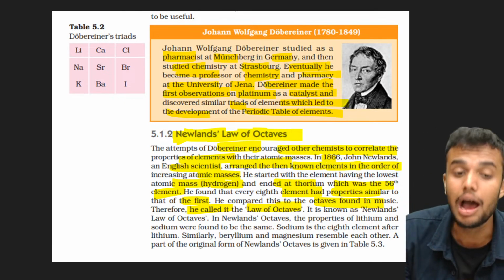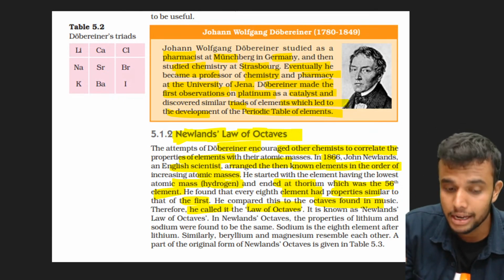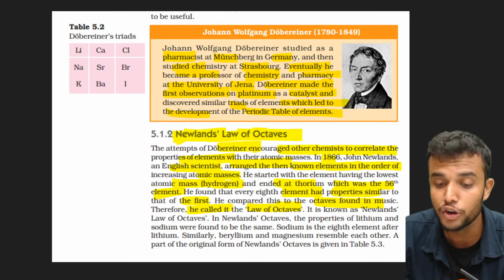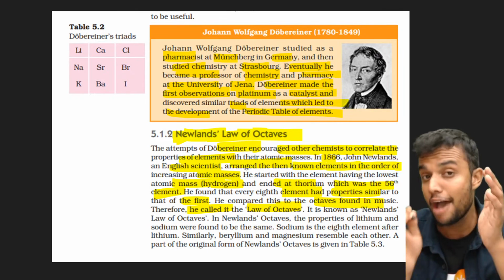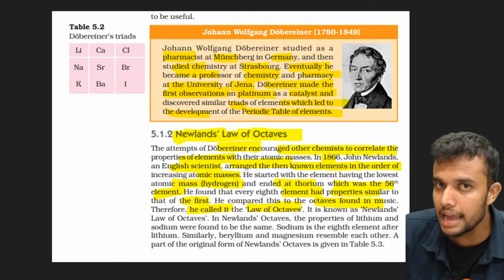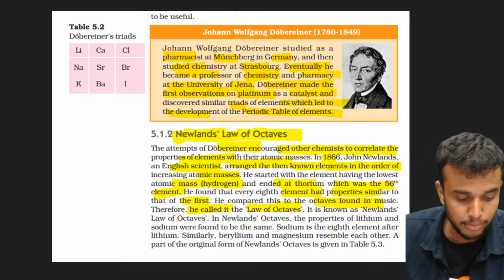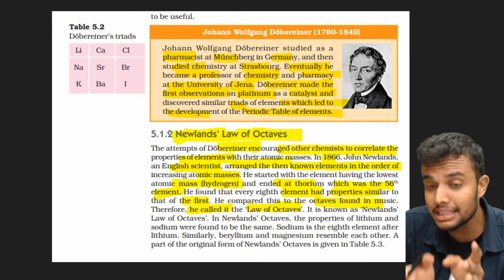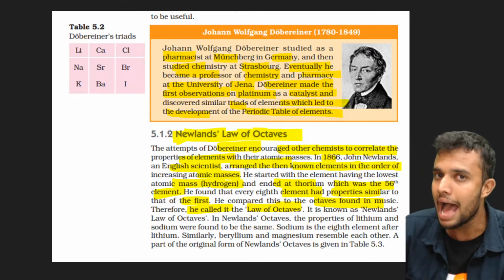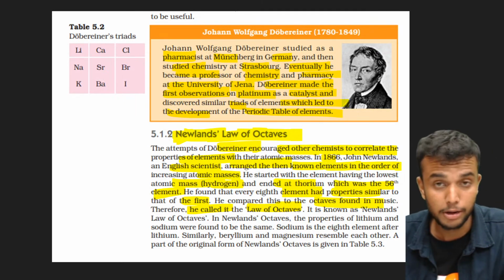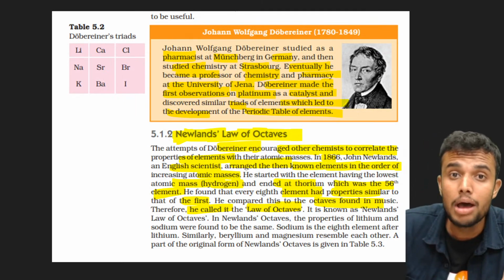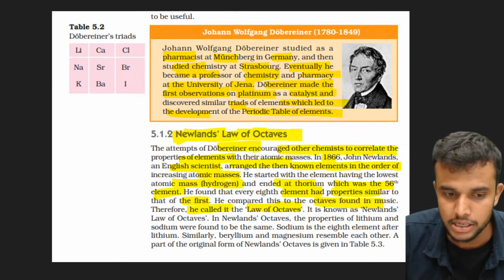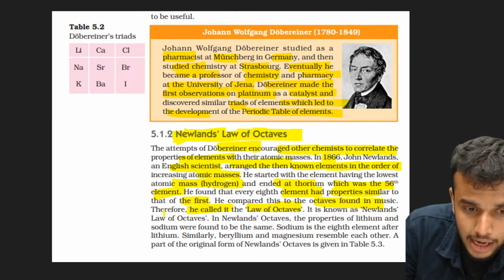This attempt, Newlands' periodic classification of elements, is called the law of octaves because the first element has properties similar to its eighth element. He compared this entire classification to the octaves of music: Sa re ga ma pa da ni sa, right, my dear students? That's why it is known as Newlands' law of octaves.